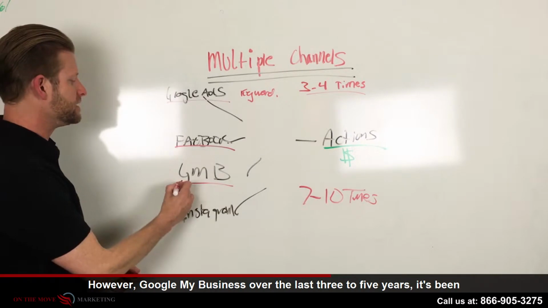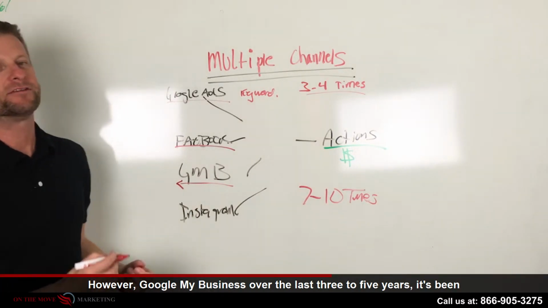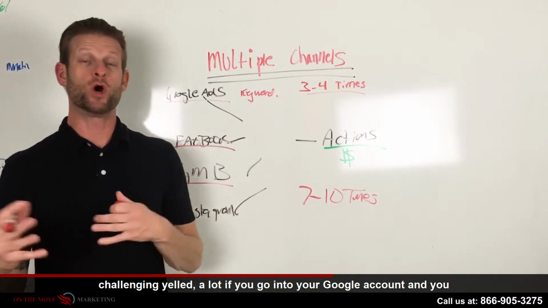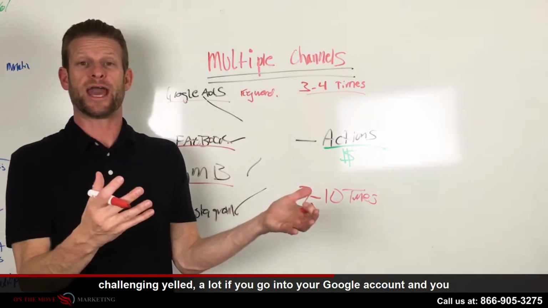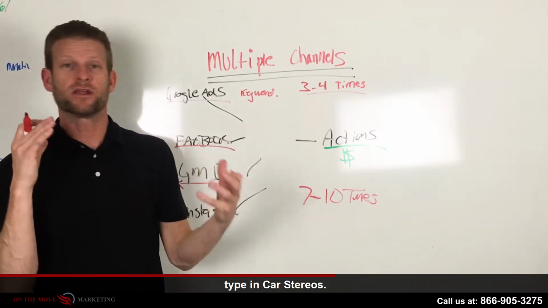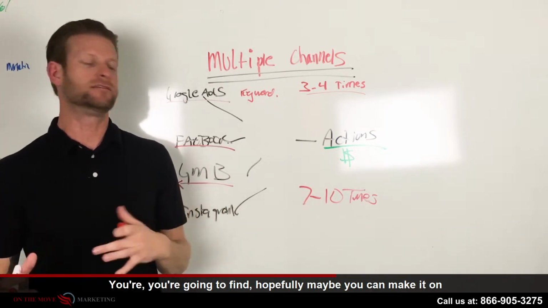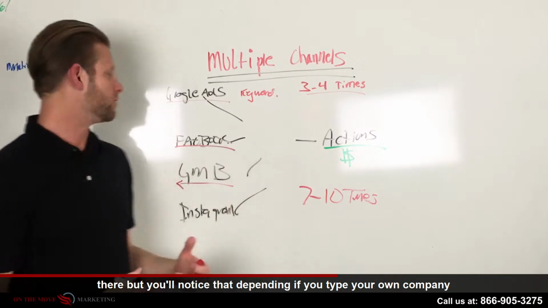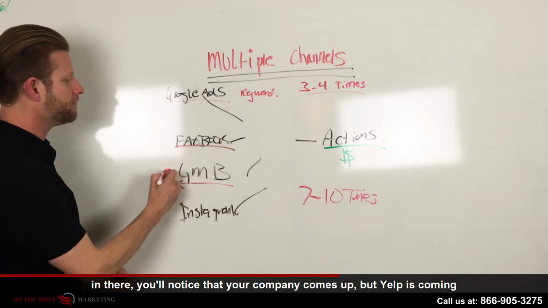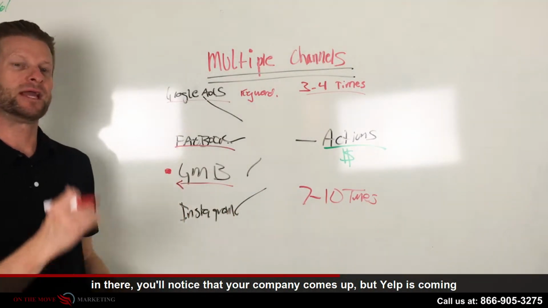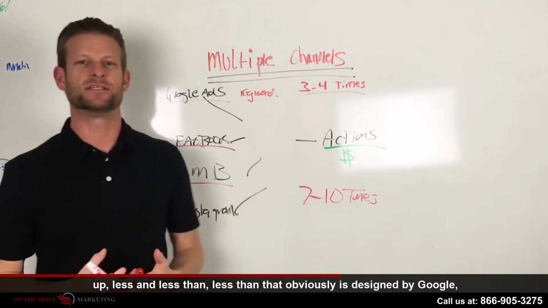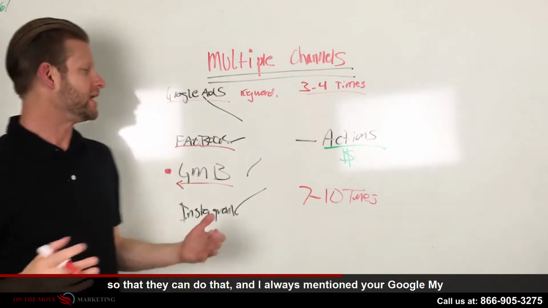However, Google My Business over the last 3 to 5 years has been challenging Yelp a lot. If you go into your Google account and you type in car stereos, you're going to find, hopefully, maybe you make it on there, but you'll notice that depending on if you type your own company in there, your company comes up, but Yelp is coming up less and less and less.